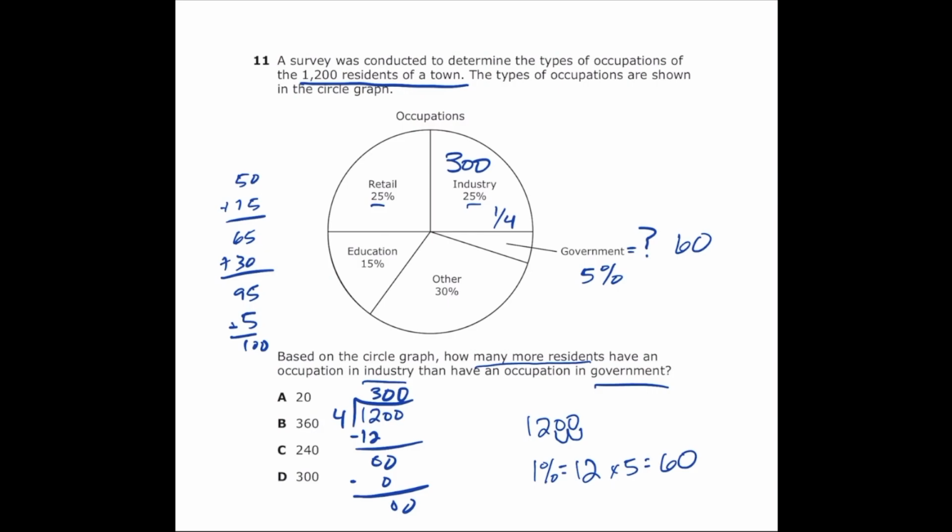Lastly, we just want to find out how many more residents are in industry than government. And so to do that, we're going to subtract. So we're going to do 300 minus 60, and we should get 240, which is letter C.